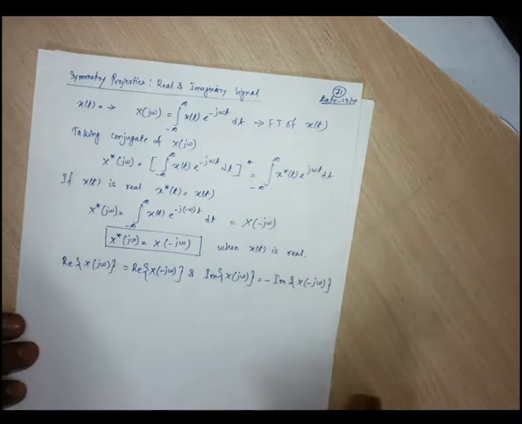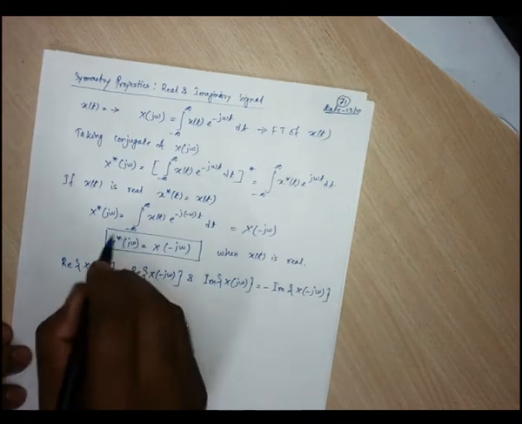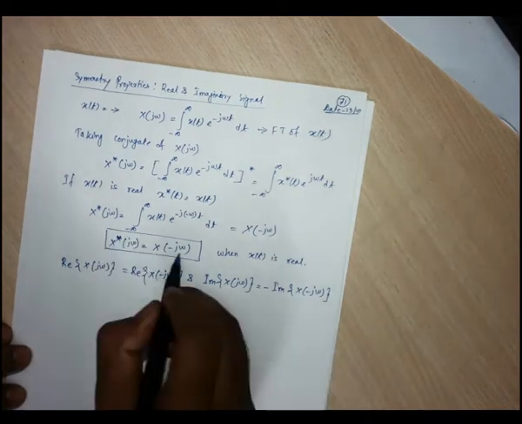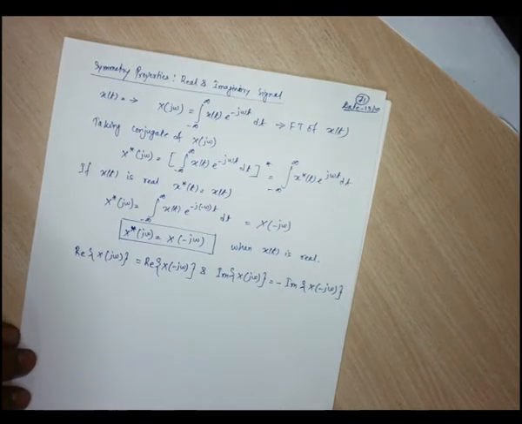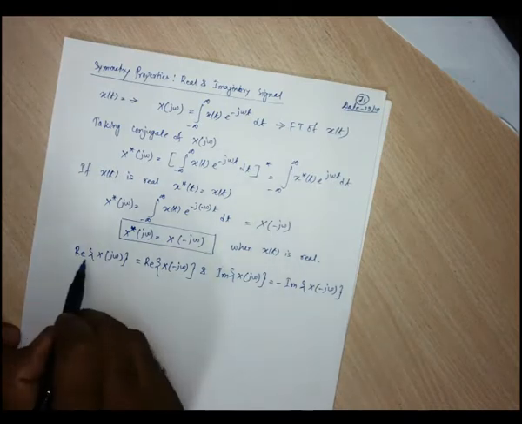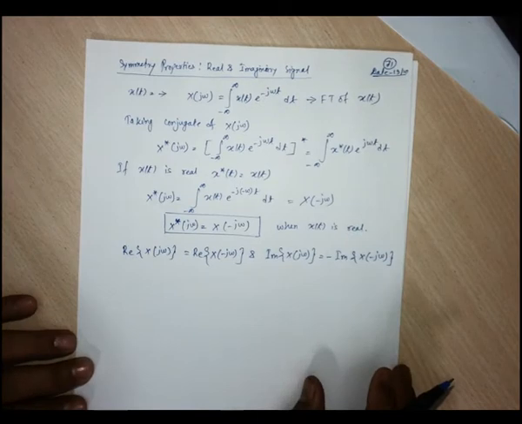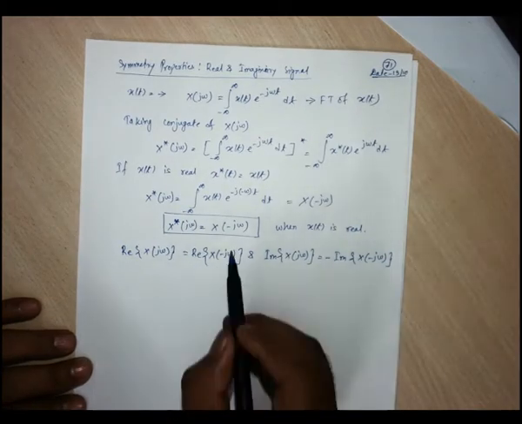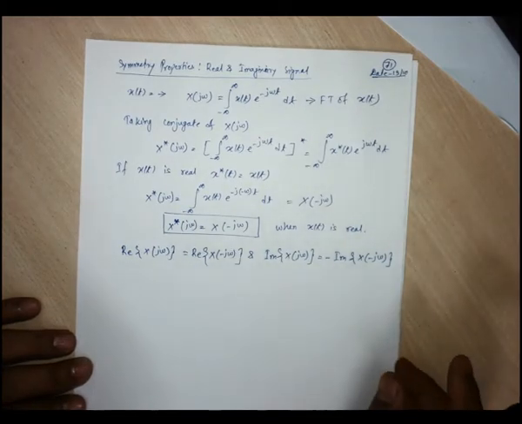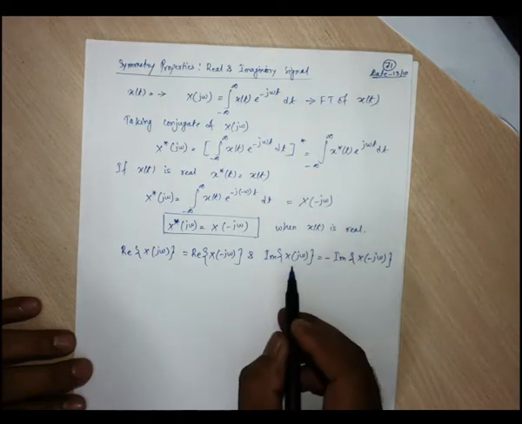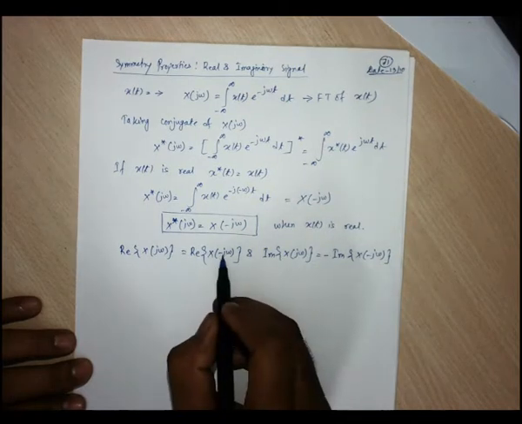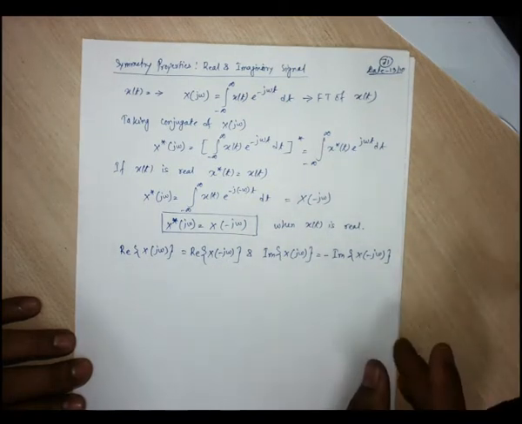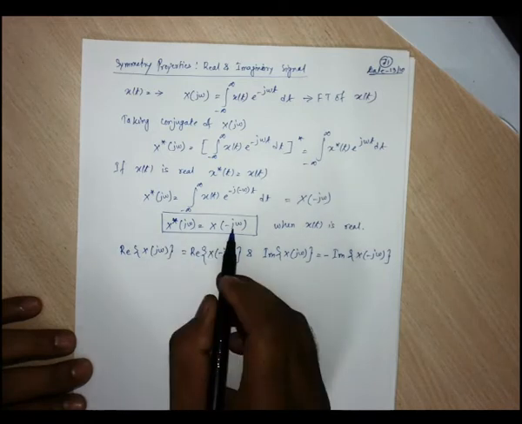Just try to understand. The conjugate of X(j omega) is coming out as X of minus j omega. So if we go with the real and imaginary values of X(j omega), the real part of X(j omega) is the same as the real part of X of minus j omega. But for the imaginary part, obviously a minus will come, because it is X of minus j omega. Conjugate means minus j omega.